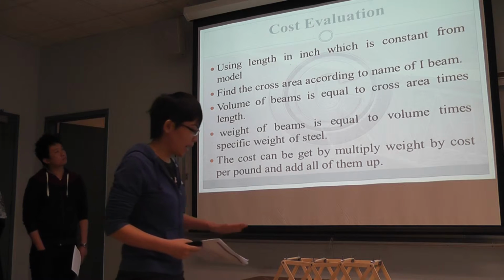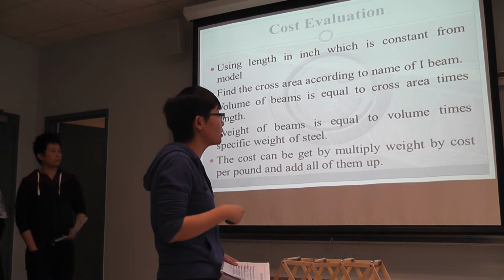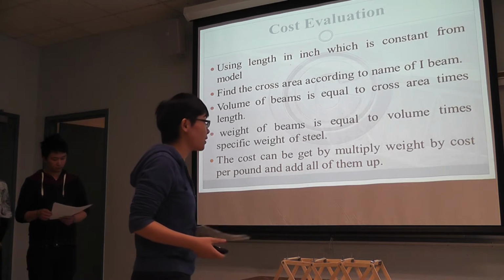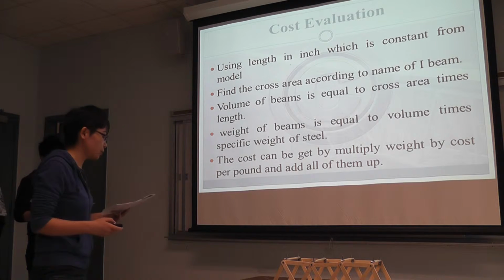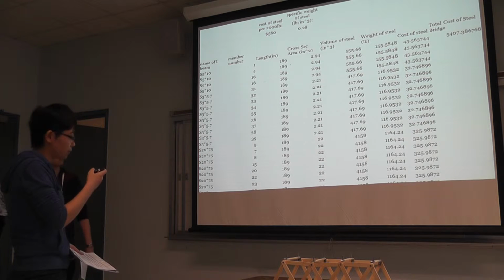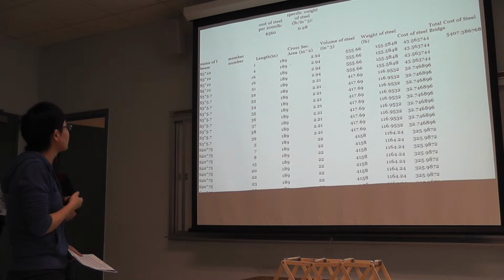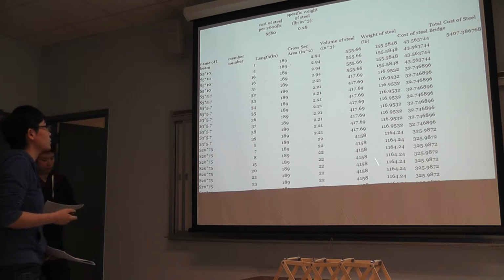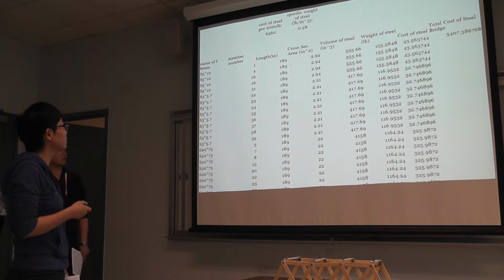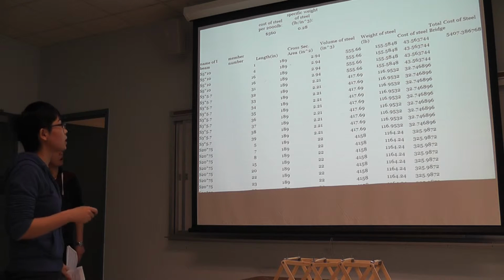As we know the height and the division length, by the calculation we know that all the lengths are constant, which is 1575 feet. Converting the unit, we know that it's 189 inches, which you can find in the third column. According to the length of the beams, we can find their cross-section area.